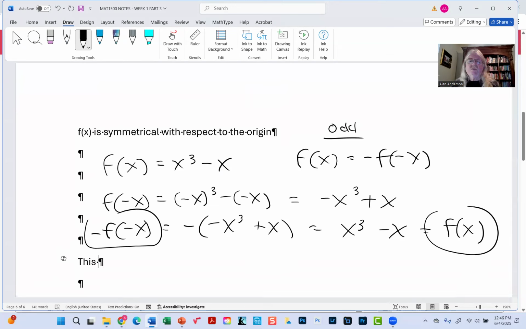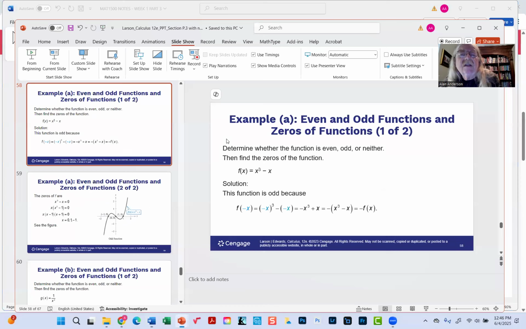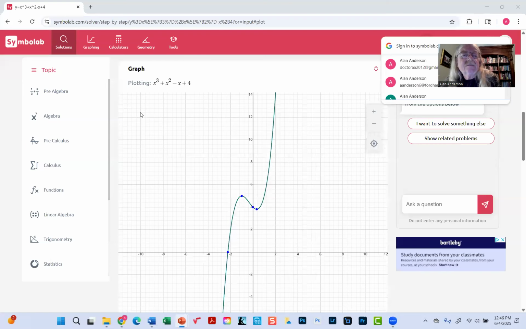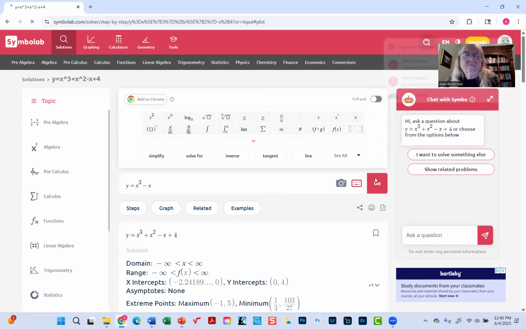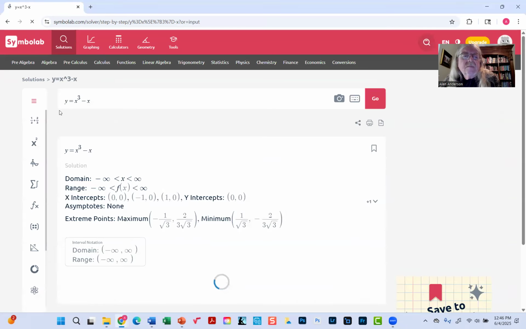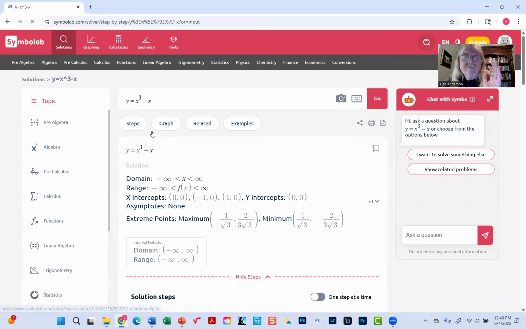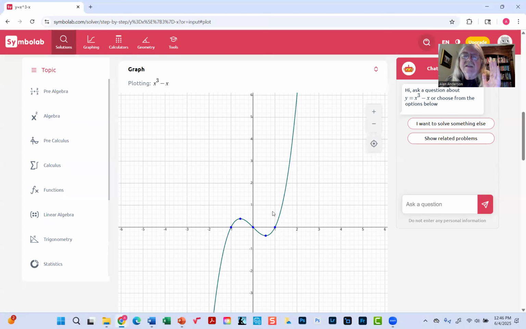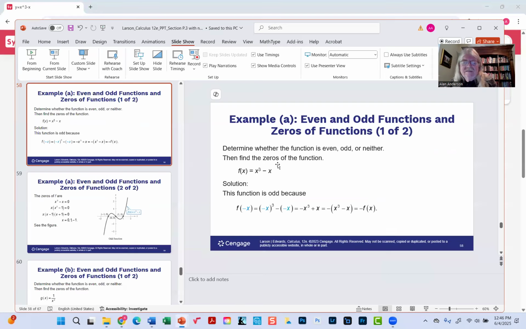Now you can try specific values if you want. Another thing we might as well do is have SimpleLab show us a graph of this so we can visualize what it looks like. X cubed minus x. And remember, it's supposed to be symmetrical with respect to the origin. And there it is. You can see that the first and the third quadrants are mirror images of each other. All right.